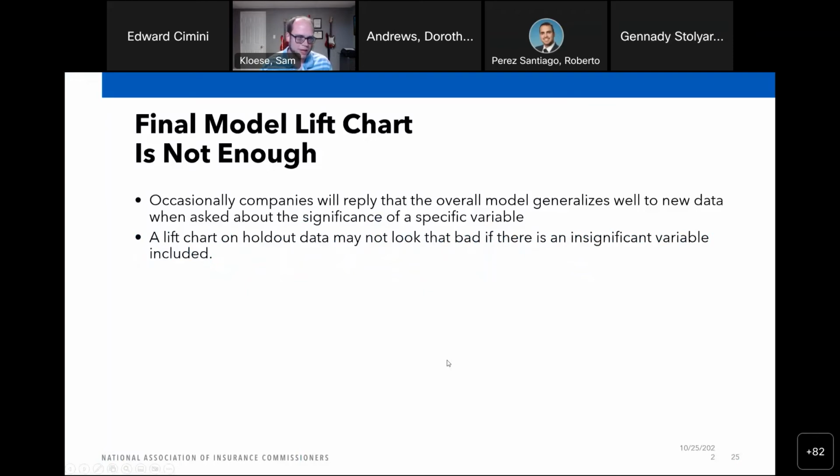So occasionally, companies will reply to us when we're asking about a specific variable, and they'll talk about how the overall model generalizes well to new data, and they'll also refer us to the exhibit with a lift chart. One thing I wanted to point out is that a lift chart, even on holdout data, may not look that bad if there's one or two insignificant variables included in the model. We did an experiment to prove this point. If you could go to the next slide.